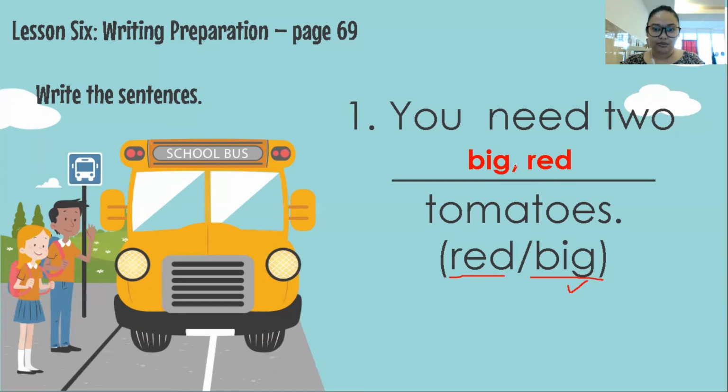So don't forget to write the comma. You need 2 big red potatoes. Oh, tomatoes, sorry. You need 2 big red tomatoes. Okay? Always, the size comes first. Adjectives describing size come first, and then the adjectives describing color.